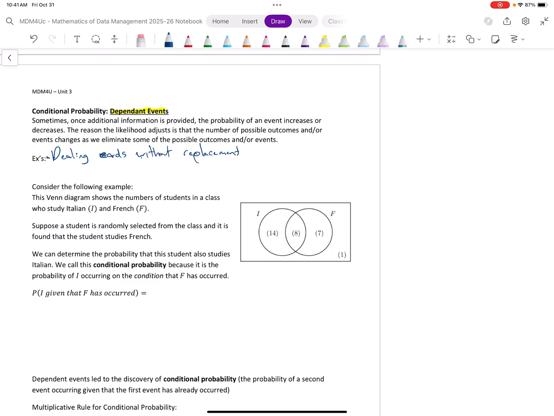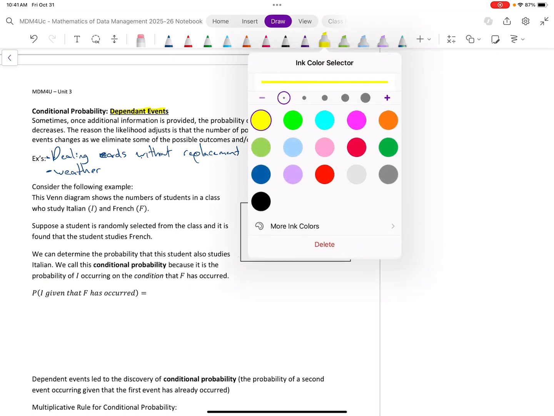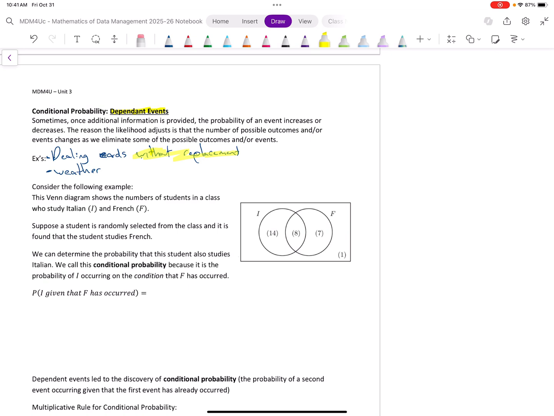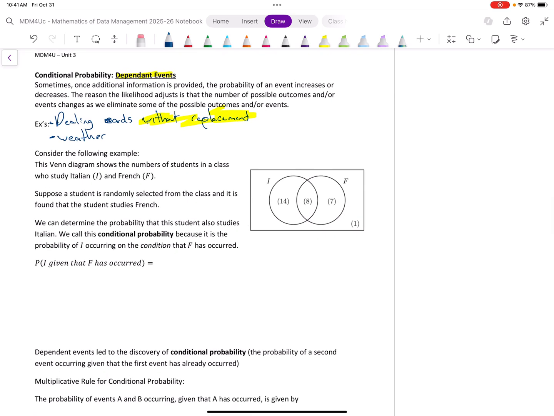And things like weather, like once more information is known, like if it's cloudy, there's a greater chance of rain. If the pressure increases, there's a greater chance of sun. There's lots of things where that comes out. But this one, the cards without replacement, really just means that your probability is going to change each time you deal another card. But we're going to look at a specific situation which involves Venn diagrams like we did last class.